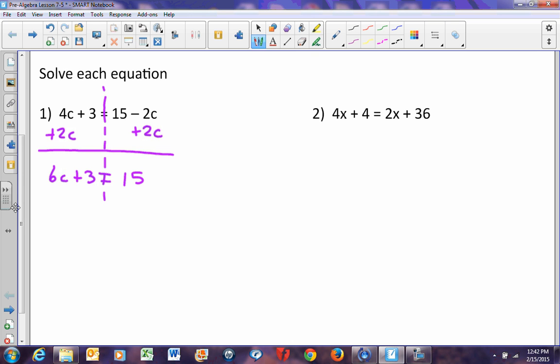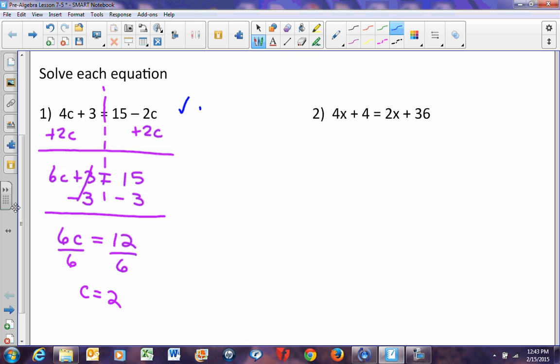To solve for c, I will subtract 3 now from the left-hand side and from the right-hand side. So the 3's cancel on the left side, leaving me with 6c. And 15 minus 3 is 12. Divide by 6, and c equals 2. And of course, I should check it just to make sure that it is correct.